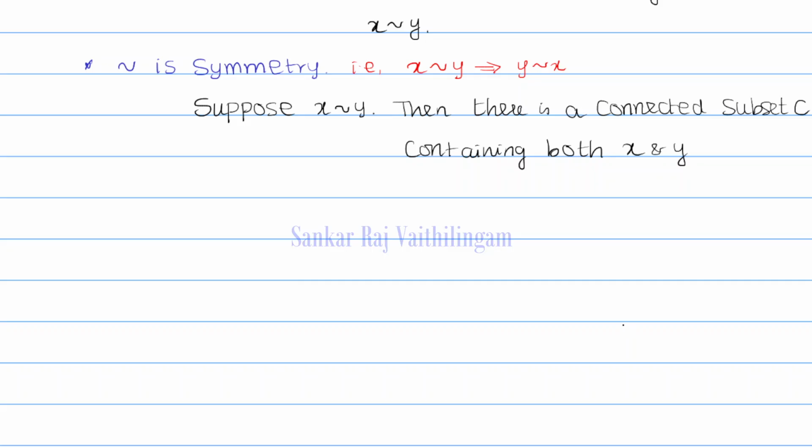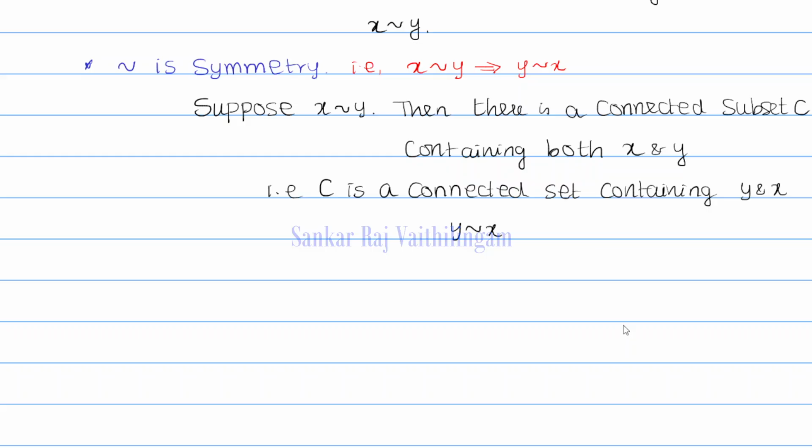அப்படின்னா இது அப்படியே திருப்பி எழுதுறவங்க, that is C is a connected set containing y and x. அதேதான், x and y-ங்கிறத y and x ன்னு எழுதிக்கிறேன். Therefore y is related with x. Okay, y related with x ன்னு there is a connected set containing y and x இருக்கு, முடிஞ்சு போச்சு.